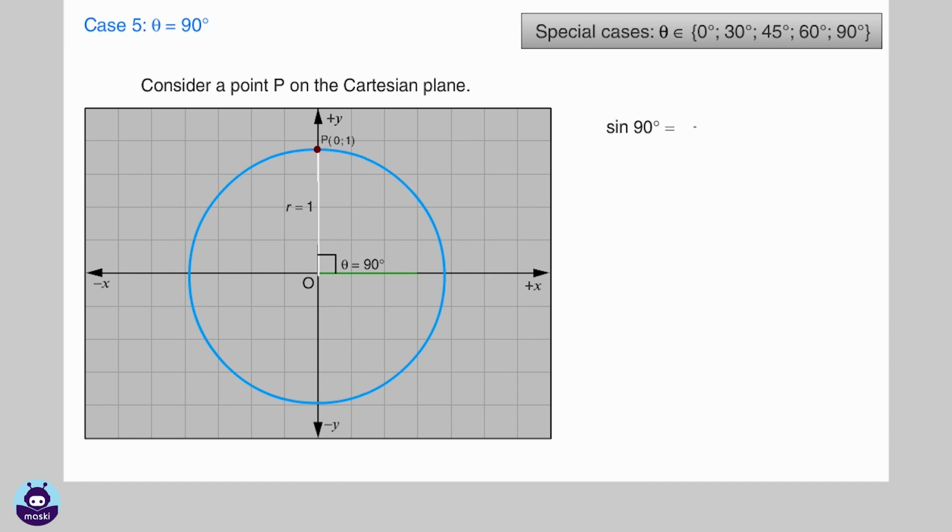Sine 90 degrees equals y over r equals 1 over 1, that is 1. Cos 90 degrees equals x over r equals 0 over 1, that is 0. Tan 90 degrees equals y over x equals 1 over 0, which is undefined.